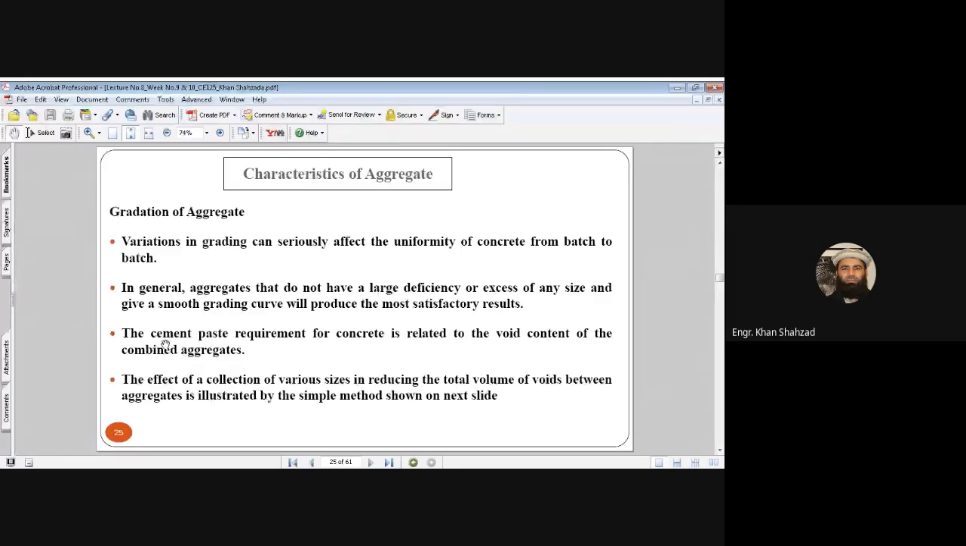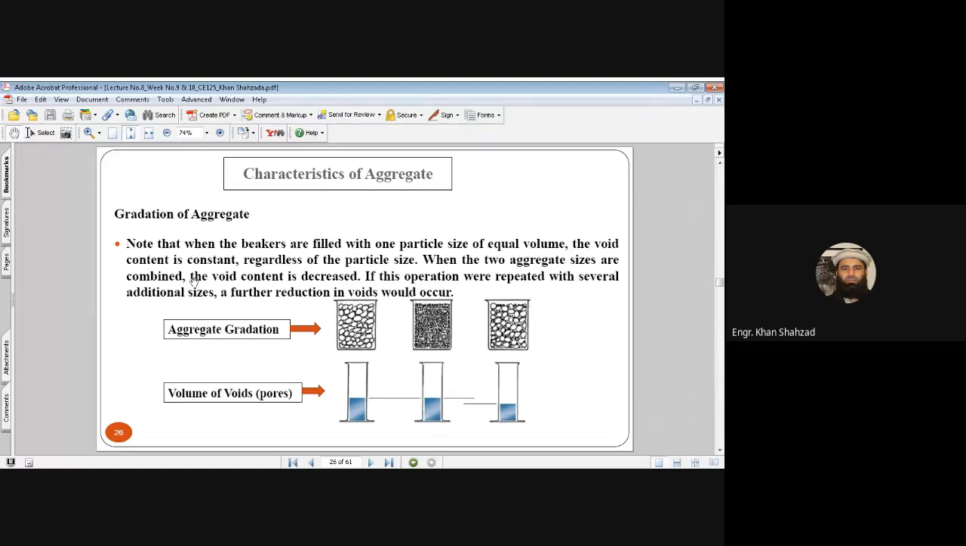The effect of a collection of various sizes in reducing the total volume of voids between aggregates is illustrated by the simple method shown on the next slide. Here you can see the beakers. When these are filled with one particle size of equal volume, you can see these are the coarse aggregate, these are the fine aggregate, and these are the combination of the fine as well as the coarse. The void content is constant. Here you can see the void content is almost the same as over here.